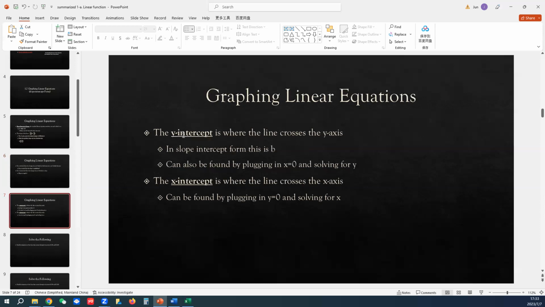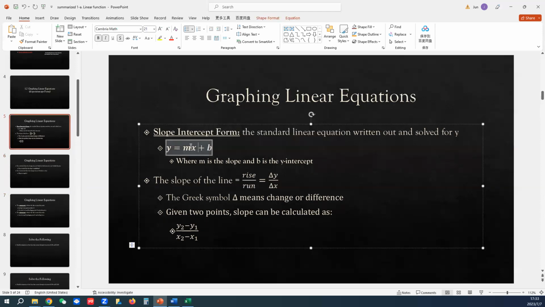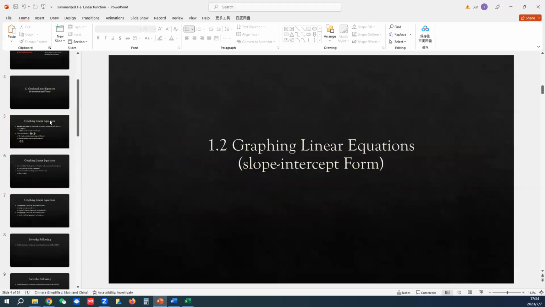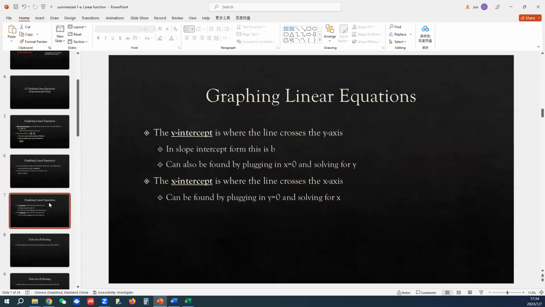Now let's look at the intercepts. The y-intercept is where the line crosses the y-axis. That's when there is no travel in the horizontal axis at all, in which x equals 0. And here we take that x equals 0 to solve for y. y should equal b, because the first term goes to 0. So that's why b is the intercept term, and that's why this expression is called slope-intercept form.